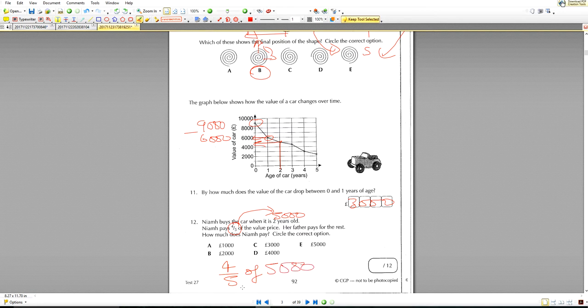Now, if you want to work out 4/5 of 5,000, what that means is you have to get 5,000, divide it by the bottom number, and then times it by the top number. So we're going to have really 5,000 divided by the bottom and times it by the top. And that'll give you an answer of 4,000, and the answer is D.